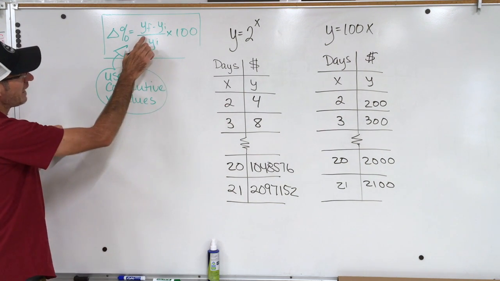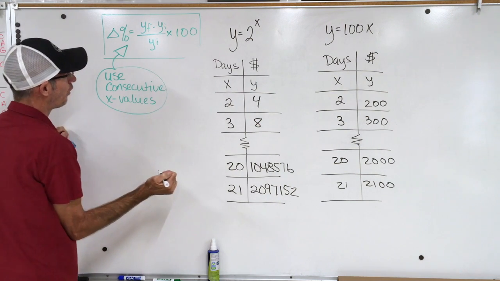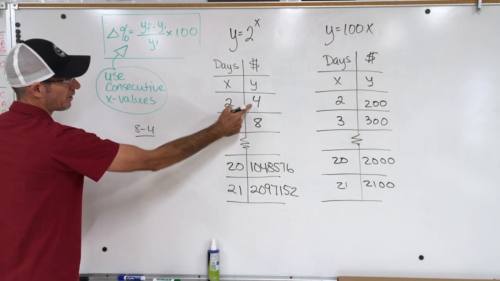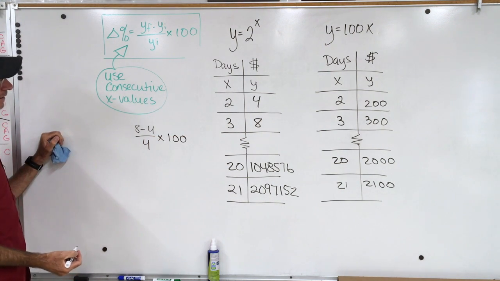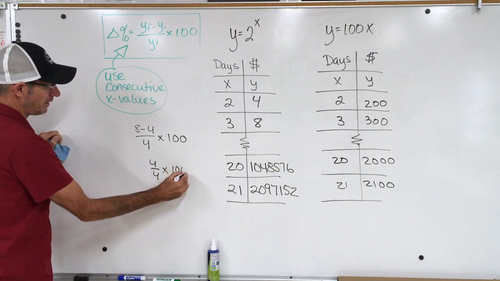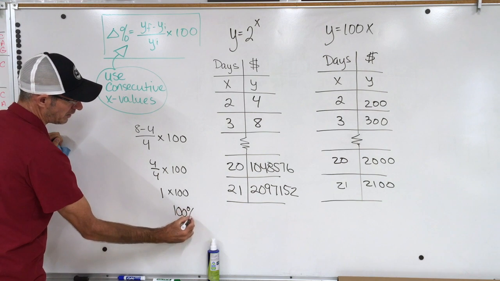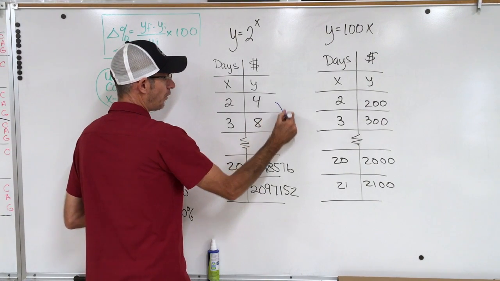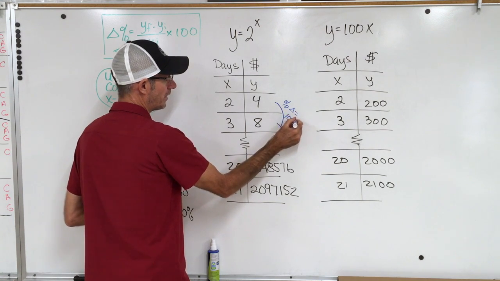you take the y final, which would be the 8, minus the y initial, which would be the 4. So we would have 8 minus 4 all over the y initial, which is the one that we started with. It grew from 4 to 8, so 4 is the initial value, times 100, and that will tell us the percent change. So 8 minus 4 is 4 over 4 times 100. 4 over 4 is 1 times 100. And so that makes our percent change 100%. So here, moving from 4 to 8, we have a percent change that's equal to 100%.